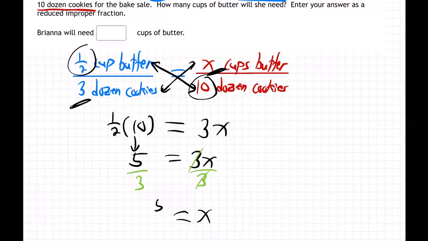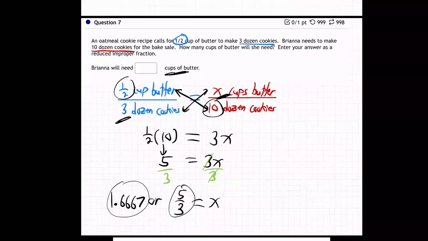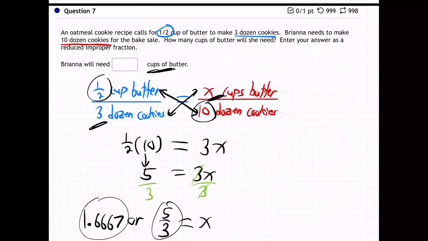So I'm just going to give the answer 5/3. But if you want to type it in your calculator, it's 1.66667. They'll take it either way. That's how much butter you need: 5/3 of a cup or 1.6667. That's how many cups of butter that Brianna needs to make her 10 dozen cookies. So there we go.